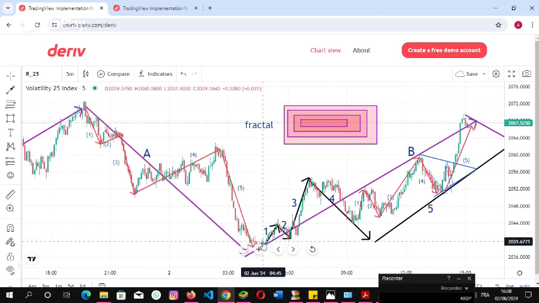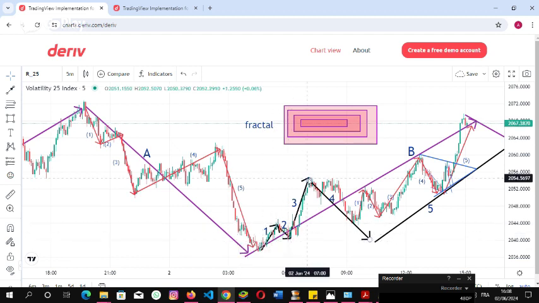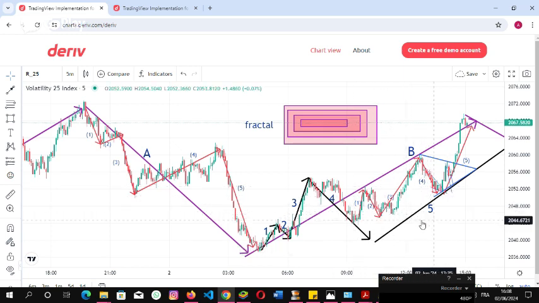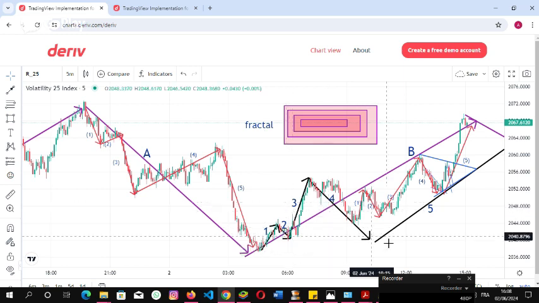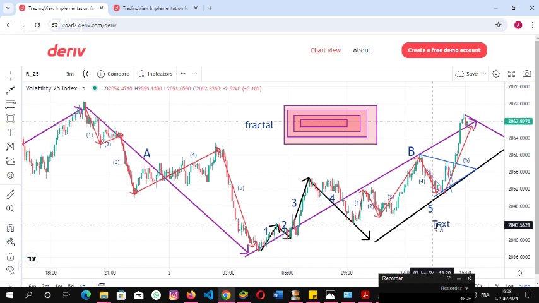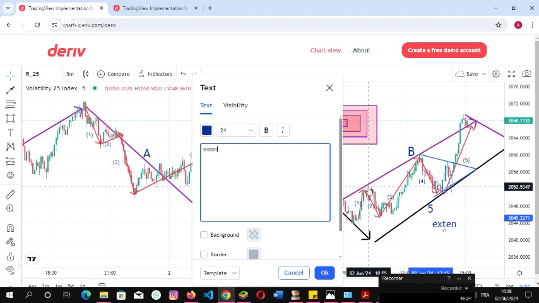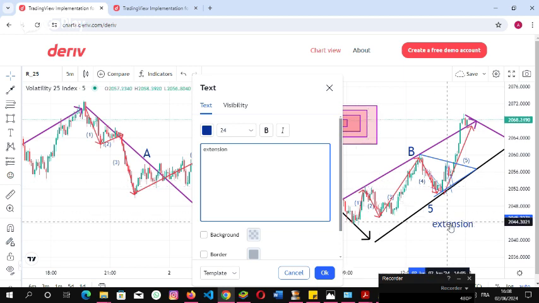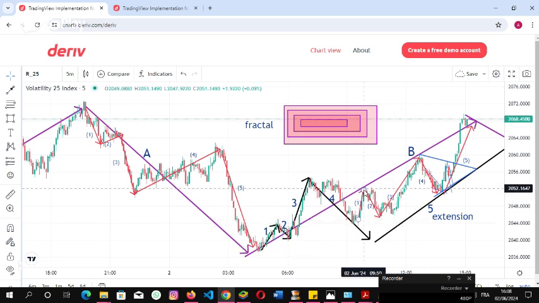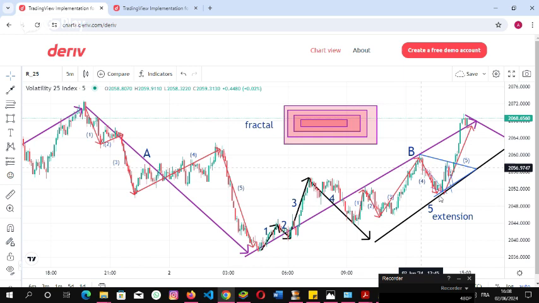The B wave has how many subwaves? Wave 1, wave 2, wave 3, wave 4, and now wave 5 here is an interesting wave. Notice I've labeled them 1, 2, 3, 4, but wave 5 is an interesting wave. Wave 5 here is what we call an extension. So I'm going to talk about extensions. Basically, wave 5 is an extension. As you can see, it has subwave 1, subwave 2, subwave 3, subwave 4, and subwave 5. It has 5 waves of lower degree.